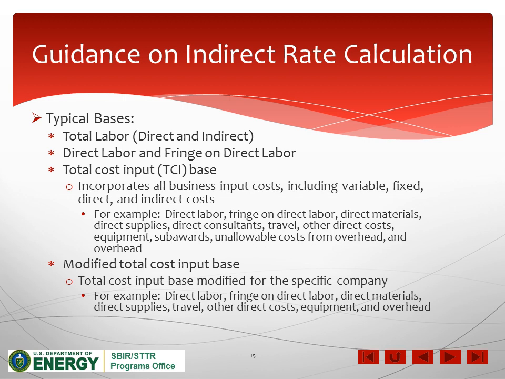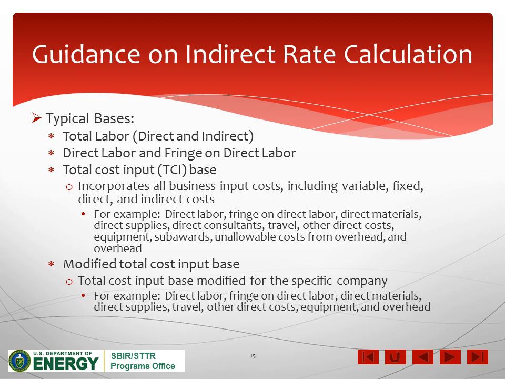Direct labor and fringe indirect labor, we typically see this base utilized for overhead costs. This is because overhead costs benefit multiple projects which all have direct labor. Total cost input and modified total cost input. Total cost input incorporates all business input costs including variable, fixed, direct, and indirect costs. Modified total cost input is the total cost input base modified for the specific company.